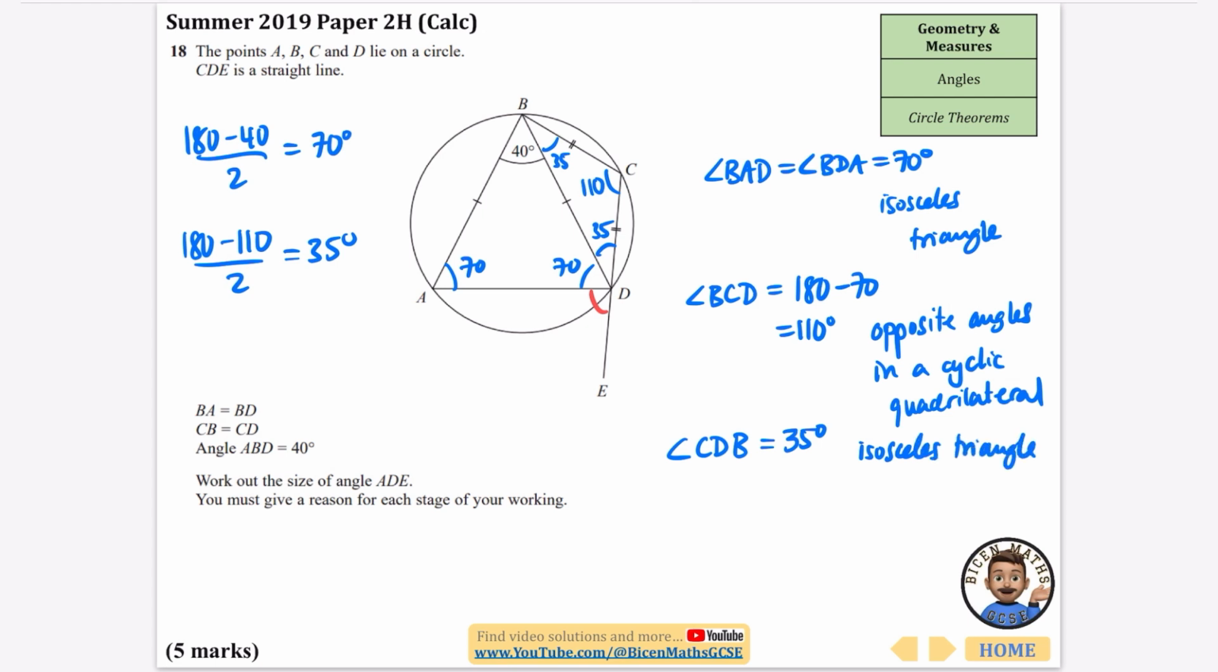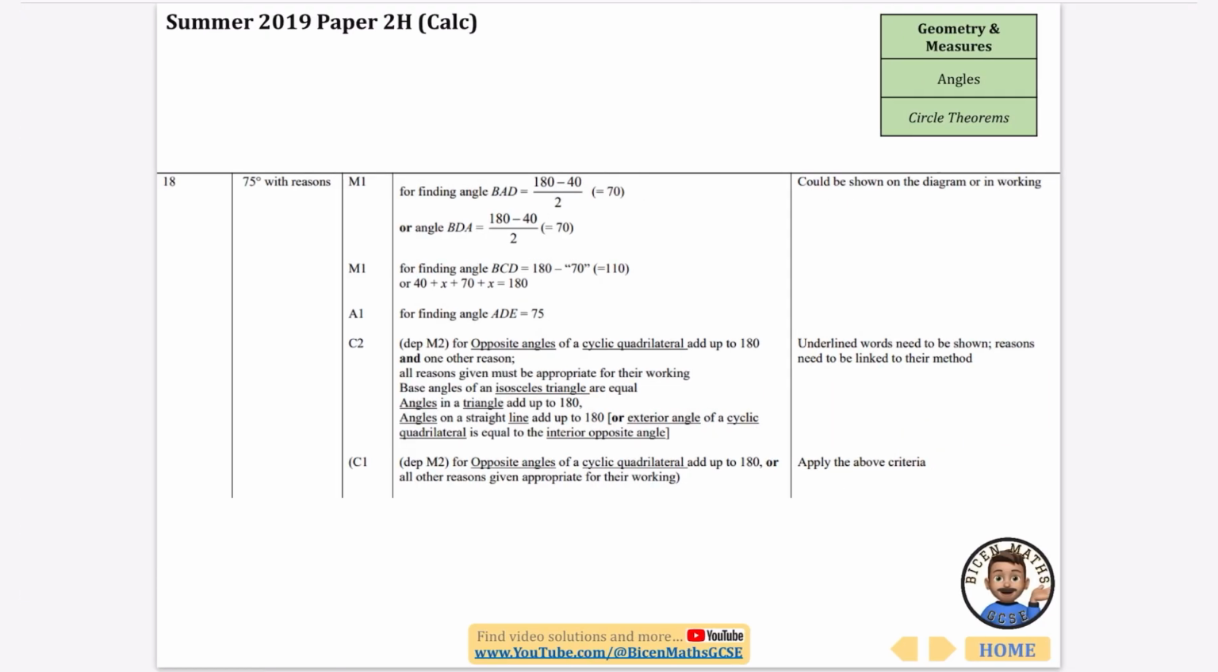And now we can find out the one that we want, angle ADE. It would be 180, take away the 70, take away the 35. So that's 180, take away 105. So it is 75 degrees. And the reason is because of angles in a triangle. So let's double check we've got this one right. 75 degrees with reasons. Great. And as I said before, if it's underlined, the word has to be there, okay?